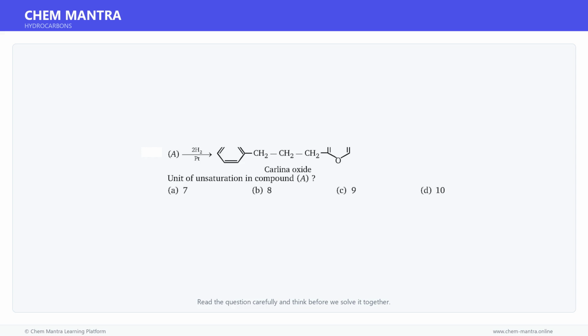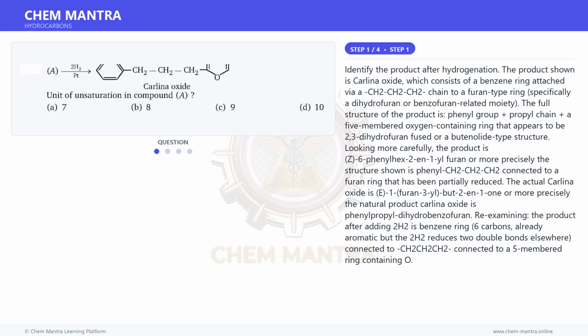Here is a question. Read it carefully and think about the answer. Let us solve it step by step. Let us begin solving this step by step. Identify the product after hydrogenation.